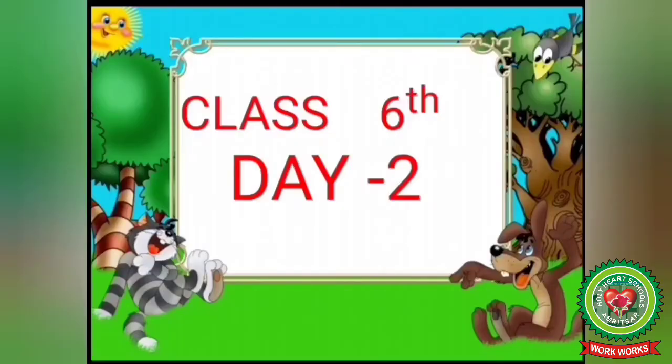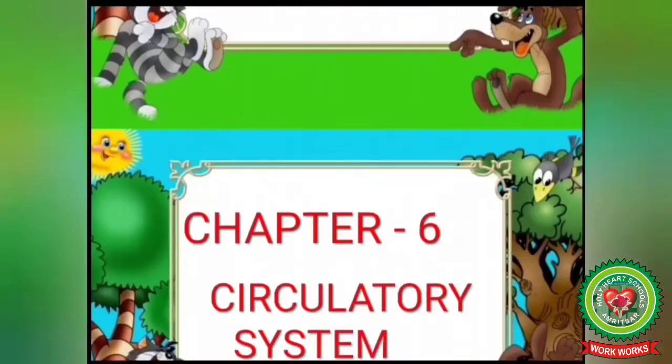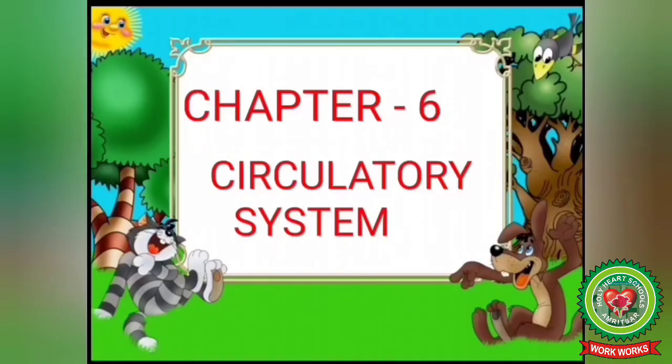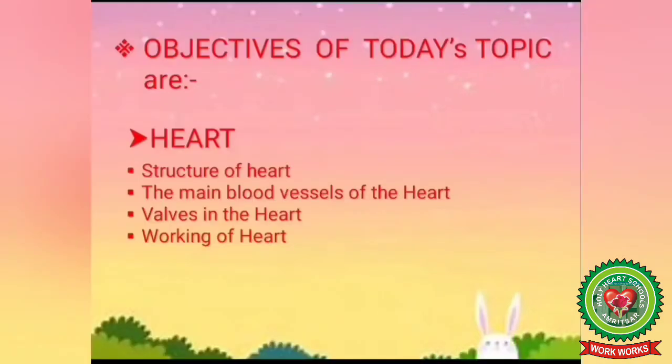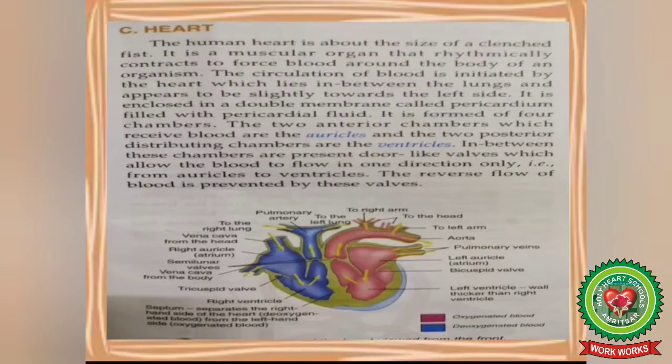Hello students, this is day 2, chapter 6, circulatory system. The objectives of today's topic are heart. In this topic we are going to study structure of heart, the main blood vessels of the heart, valves in the heart, working of heart. Children, kindly open page number 69. Let's start reading from book.